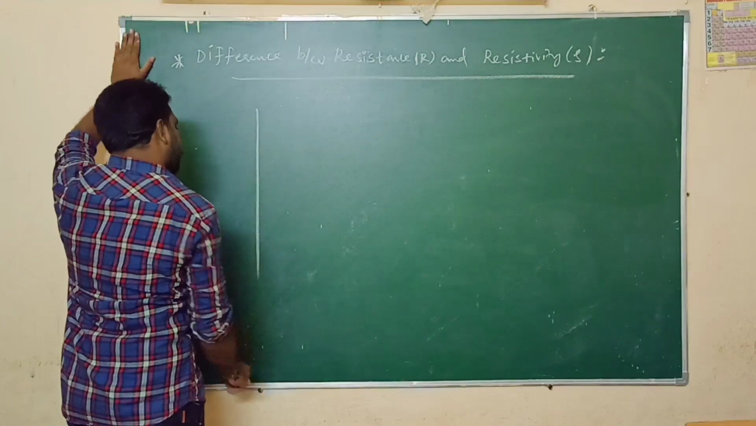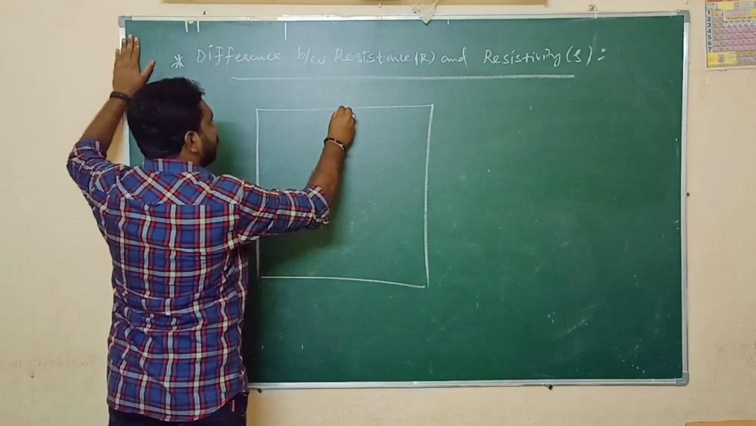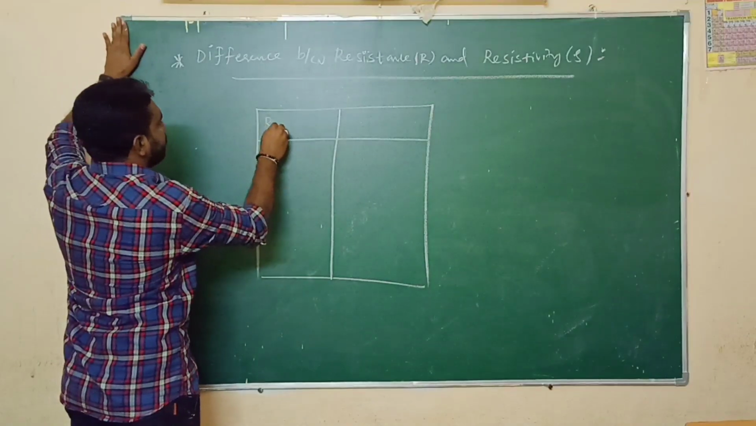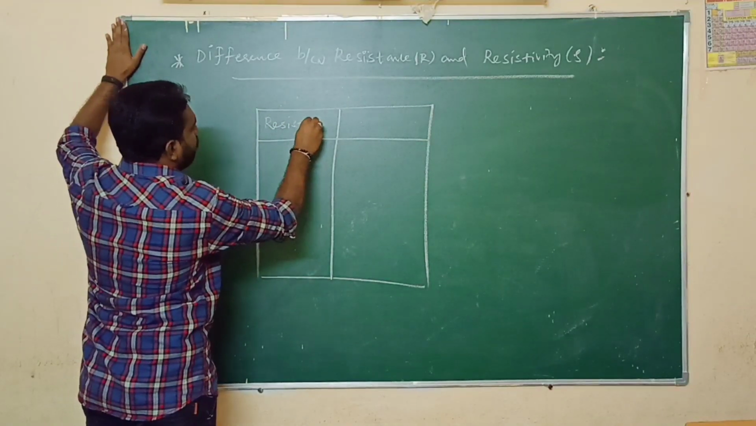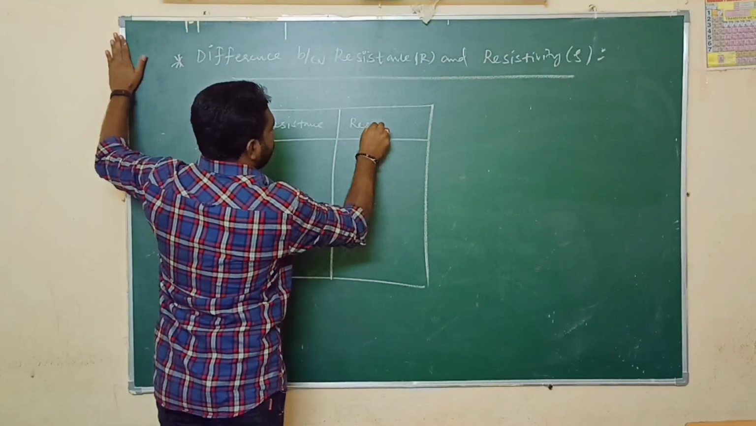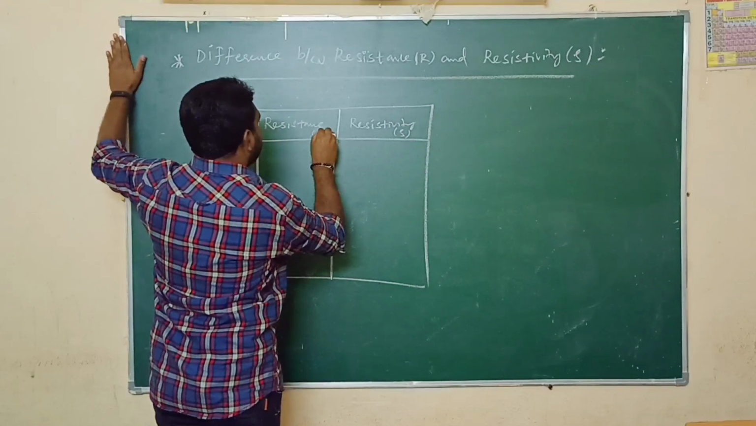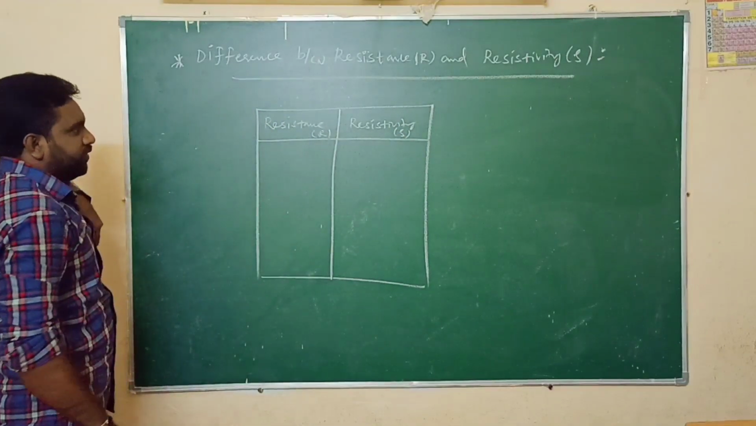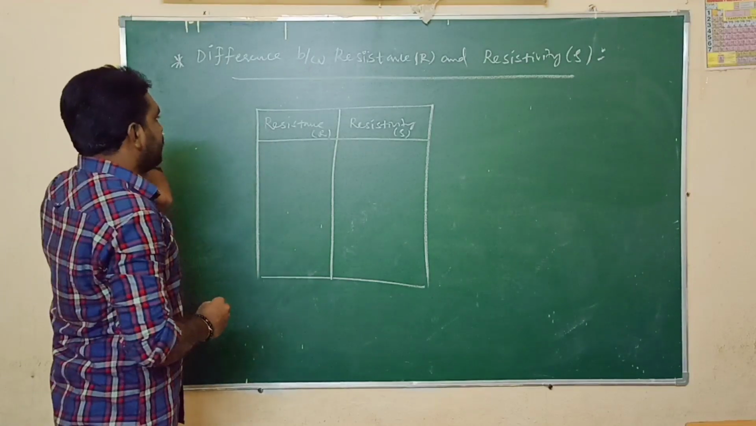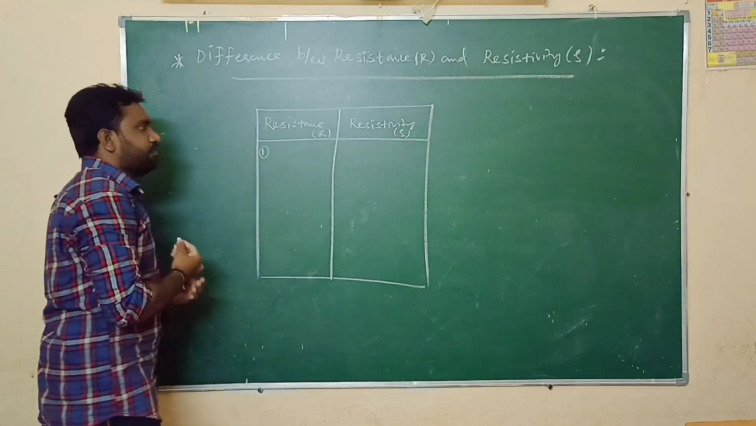For that sake, I am going to make one table here, a box. On the left side we will write resistance, and on the right side we will write resistivity, rho, and this one is R. So now we will discuss the differences between resistance and specific resistance. First, if we consider resistance, this is the first point.